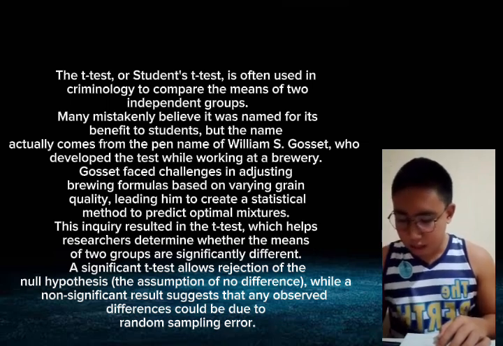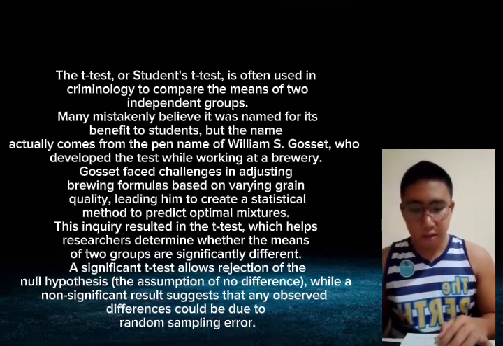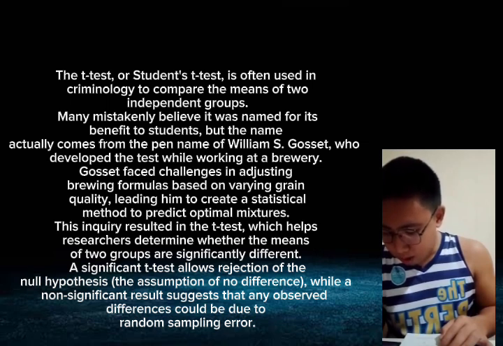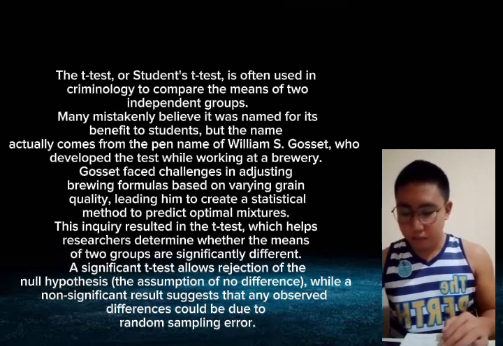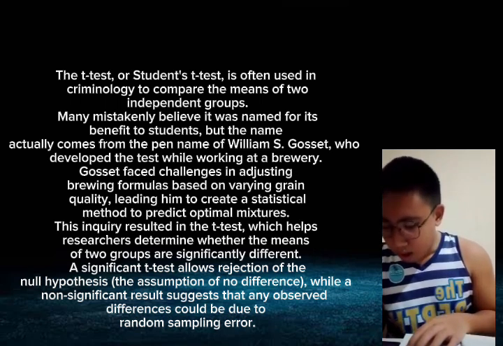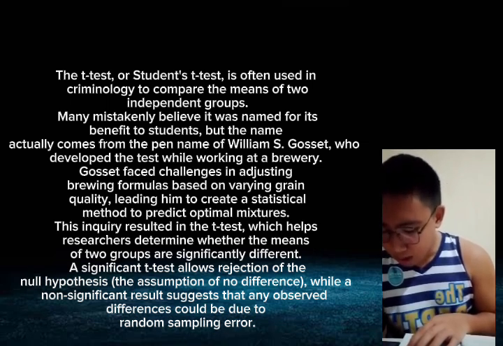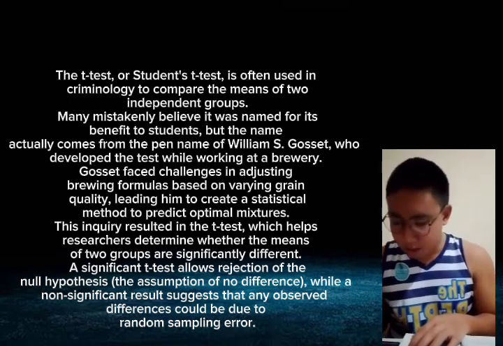So this t-test actually came from William S. Gosset, and it's not from students who developed the test while working at a brewery. William S. Gosset developed this test while he was working in a brewery. He faced challenges in adjusting brewing formulas based on varying grain quality, leading him to create a statistical method to predict the optimal mixtures. Because of that problem, William S. Gosset developed this t-test score.